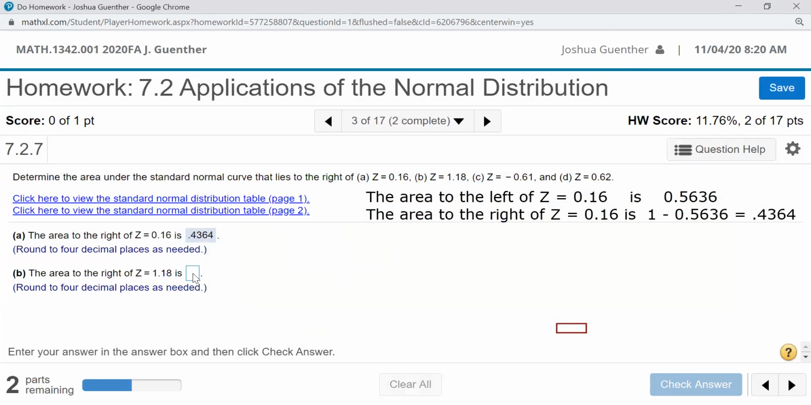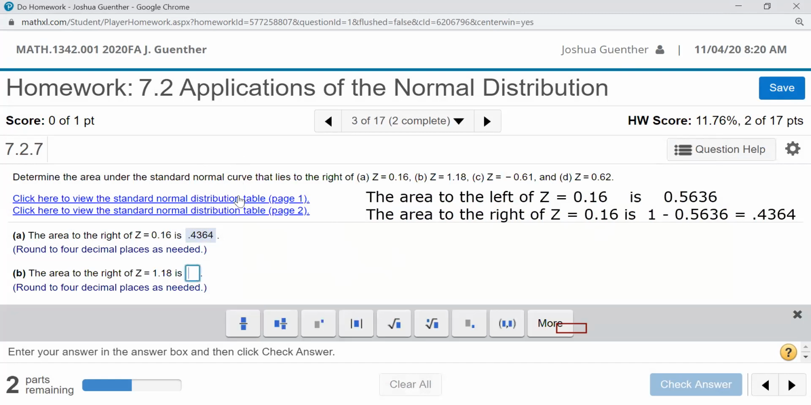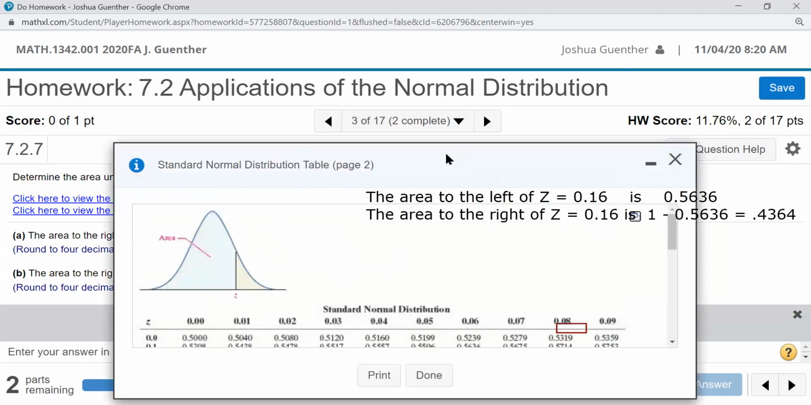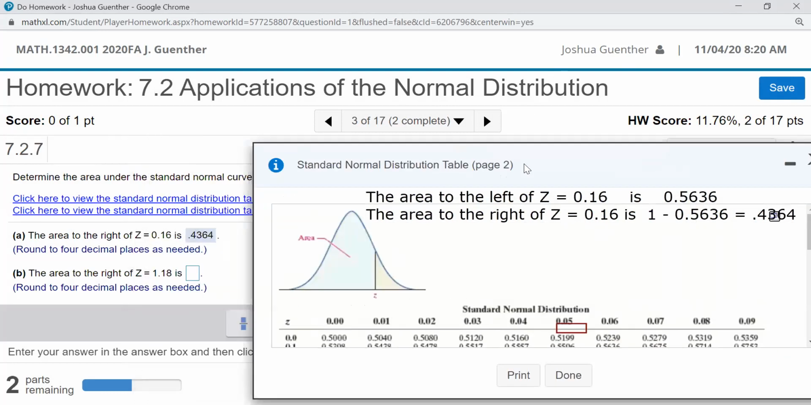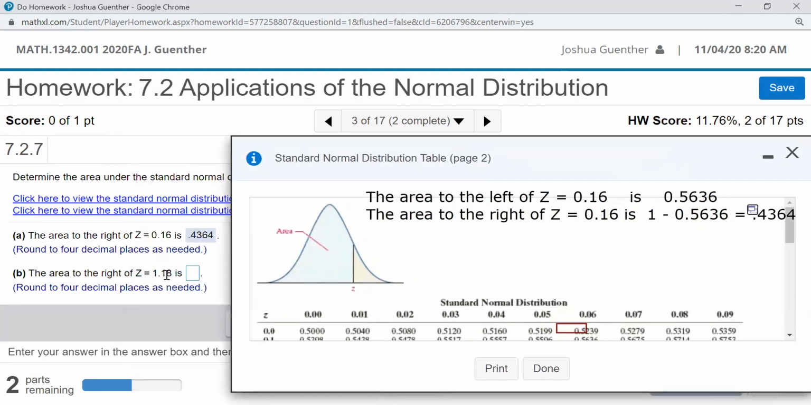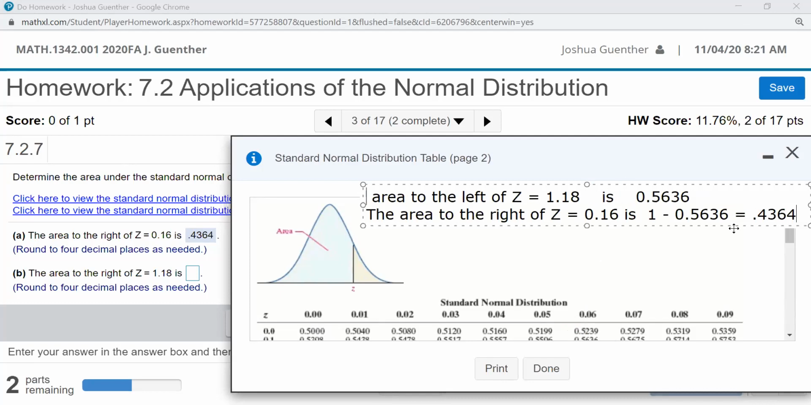We'll do a couple more examples of this. How about we do, well, let's just do this one as well. So now we want the area to the right of a z-score of 1.18. All right, so I'm going to rewrite this. 1.18 is now the z-score that we're going to look up.